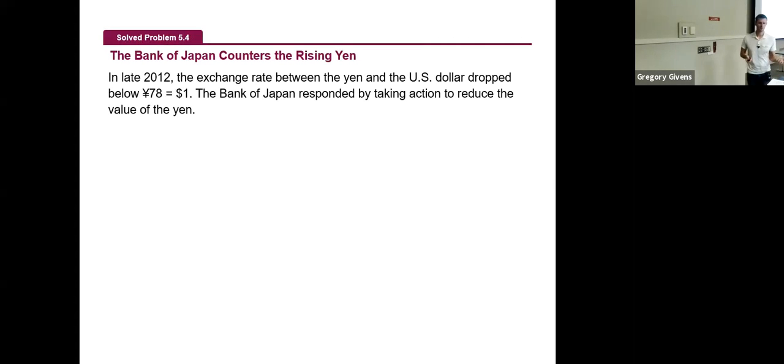All right, in the closing minutes of class today, let's see if we can go over one active learning type exercise together. So this one flips the script on us a little bit, where we're going to now assume that Japan is the home country and the US is the foreign country, all right? So here's the setup. In late 2012, the exchange rate between the yen and the dollar dropped below 78 yen per dollar. The Bank of Japan actively responded to that development by taking action to reduce the value of the yen. The US dollar was weakening relative to the yen too much. And so the Bank of Japan then intervened in these foreign exchange markets.